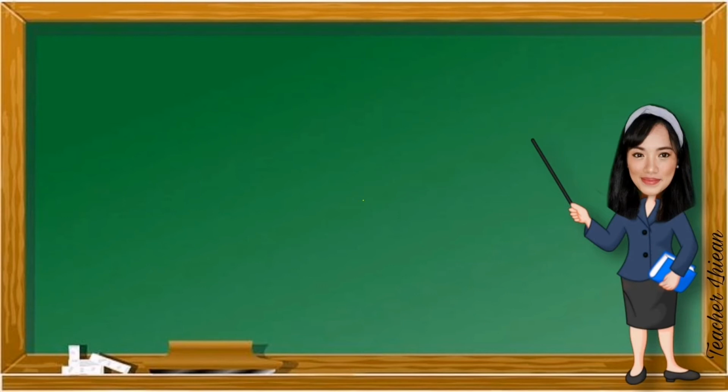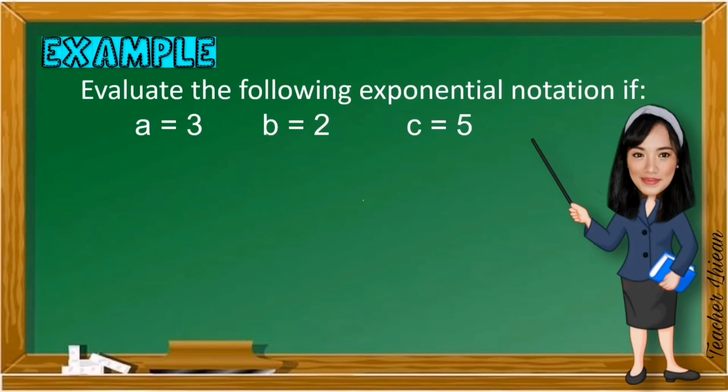Now let us move to the last set of examples. We are going to evaluate the following exponential notation if A is equal to 3, B is equal to 2, C is equal to 5. So number 1, B times C plus A raised to the 2nd power. So kapag nakakita kayo na magkadikit na letters, ibig sabihin ang operation niyan ay multiplication. So B times C.